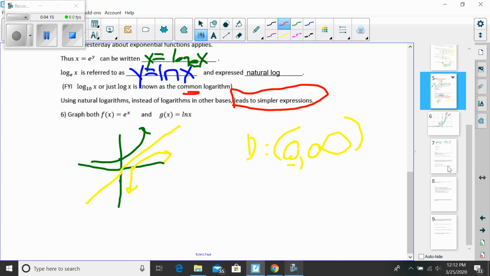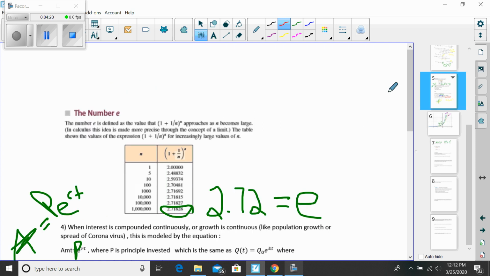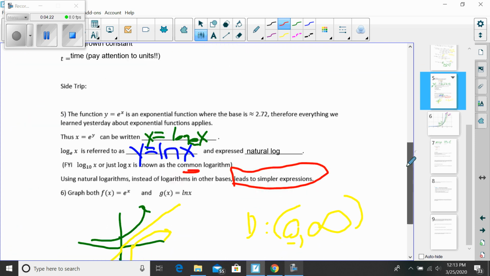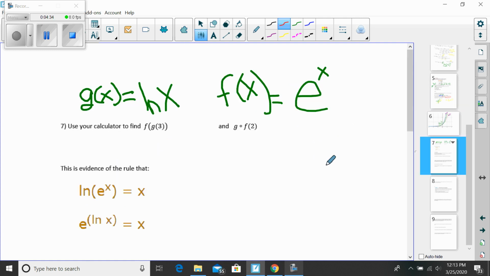So moving on. Wait a minute. Where's that problem? Okay, I wonder if the bottom got chopped off or something. I'm sorry, but oh, this is fine.